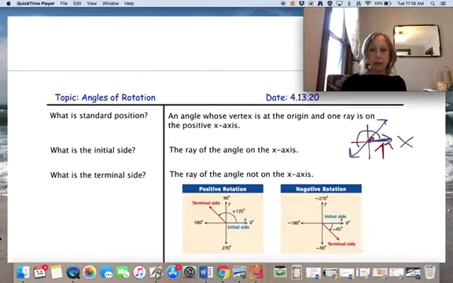The initial side is this first side that's on the positive x-axis. The terminal side is the side that is not on the positive x-axis.